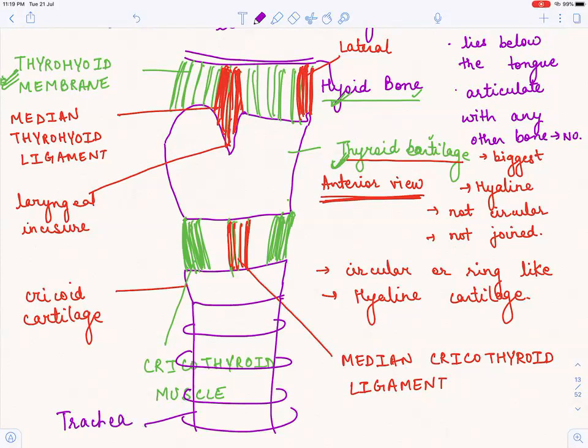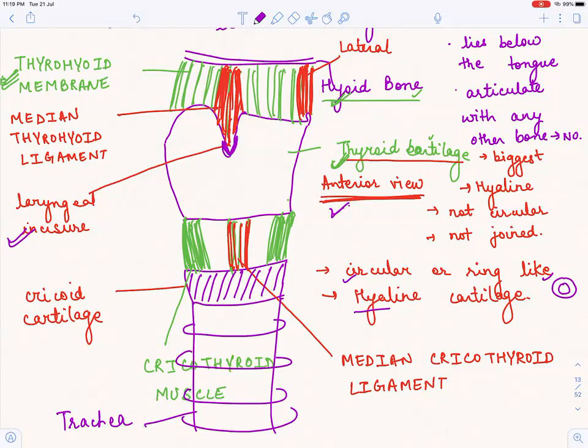So this is the thyroid. This slit-like structure we can see is the laryngeal inlet. This is the cricoid cartilage. It is the only hyaline cartilage which is circular or ring-like. Important thing to know. And this is the anterior view.